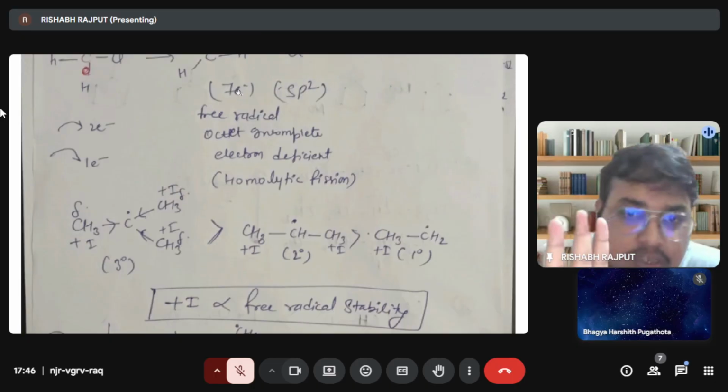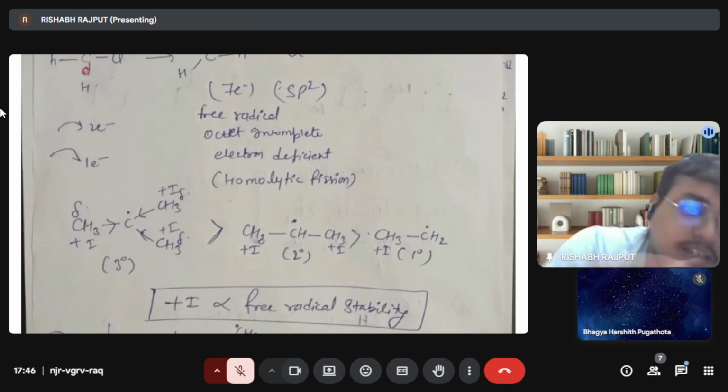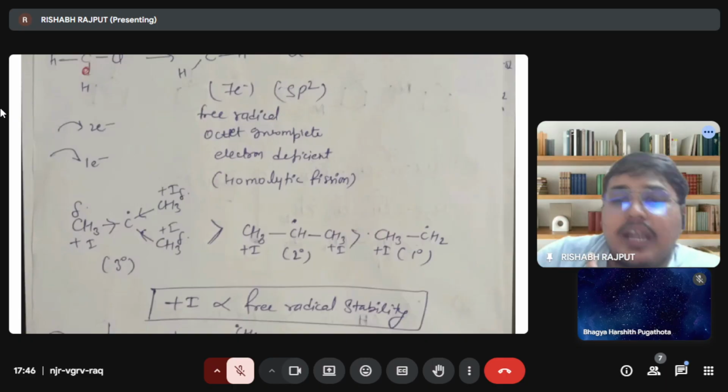Carbon has only 7 electrons. It wants one extra electron. Yes, it wants an electron, and it will complete the octet. So that means it will behave like a carbon cation.